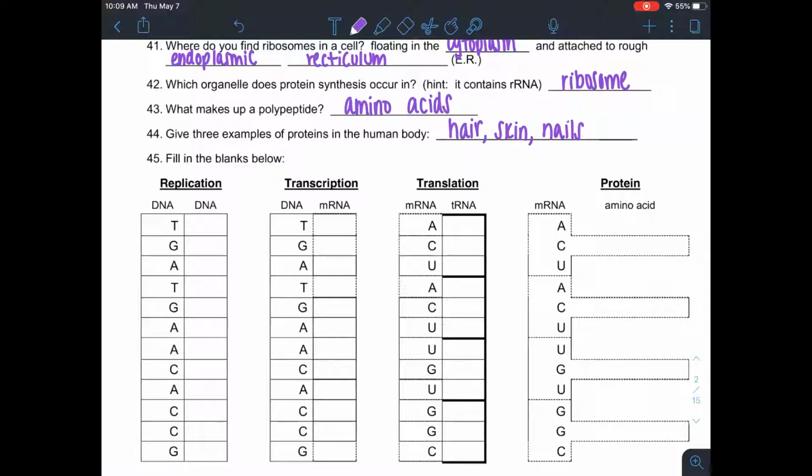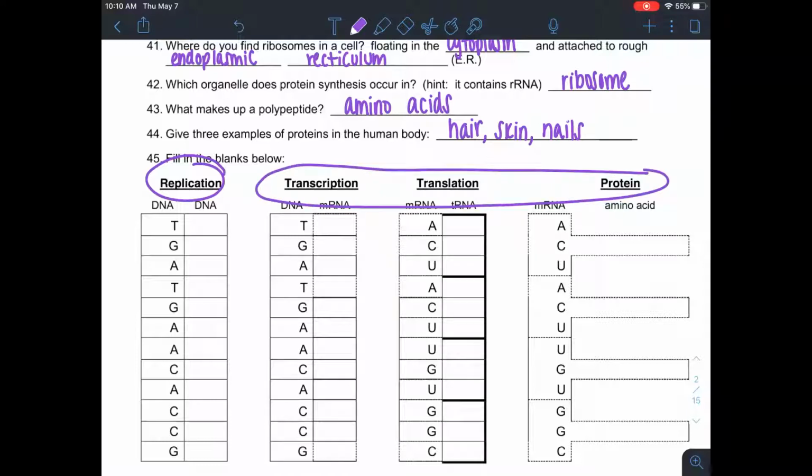Now, going from replication to transcription to translation to protein, okay? So this is one whole process here, and then this is multiple processes in order to have that protein synthesis, all right? So when we are replicating, we are just making a copy of the DNA, right? And we talked about this. We are using base pairs A, C, G, and T, and we just match those up, right?